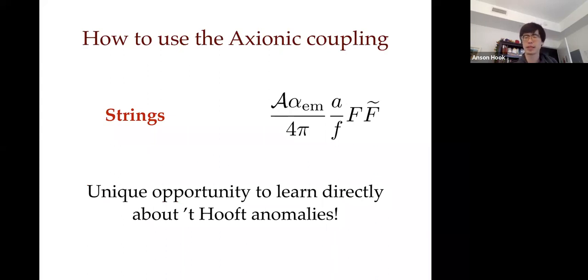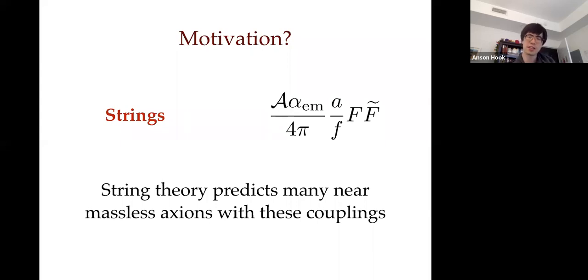So this is basically what I'm going to be telling you about today, which is how to use strings and an axion coupling to learn directly about 't Hooft anomalies, this topological object. And in fact, this is even well motivated, because lots of people who have thought about string theory have found that axions and axion-like particles are a very generic prediction of these theories, with a whole variety of masses ranging from as massive as QCD axions to essentially massless today. And so what we're going to be talking about not only teaches you a lot about the ultraviolet of your theory, but is also well motivated.